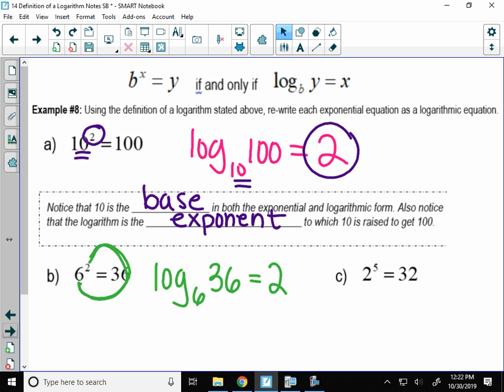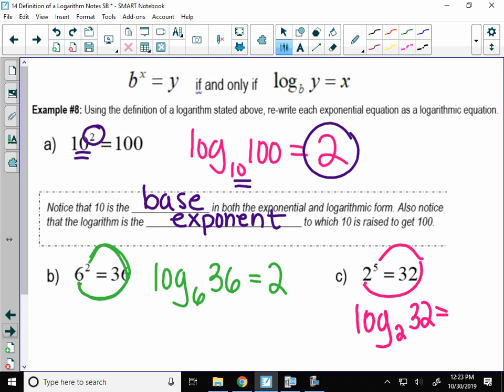So if I do the same thing over here, I do my curly Q. Log, what number do I start with? Base 2 of 32 equals 5. Now we'll figure out why that's going to help us out later on.